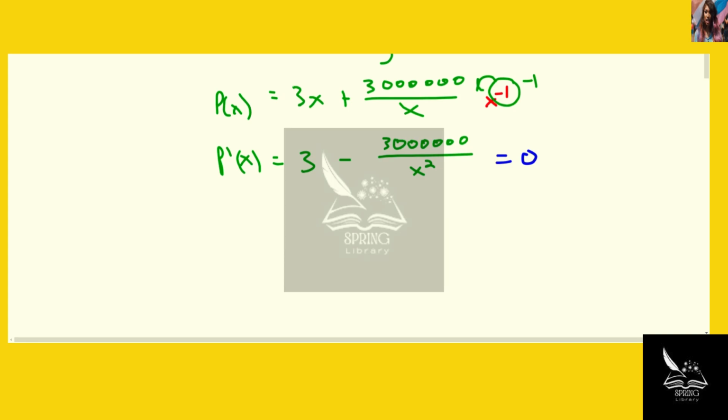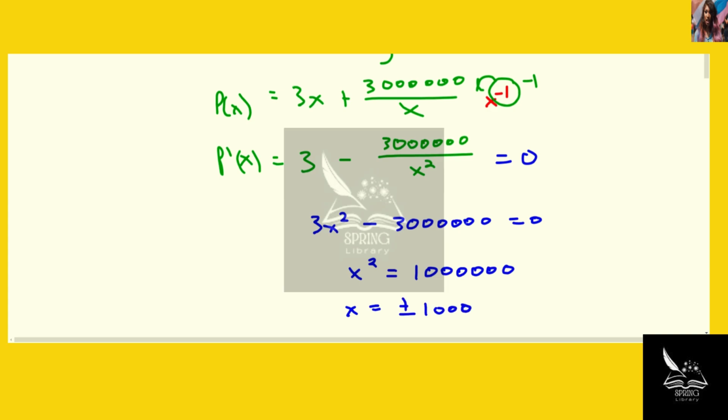So I'll go ahead and multiply everything by x squared. So it would be 3x squared minus 3 million is equal to 0. Then we can add 3 million over and divide by 3. So that gives us x squared is equal to 1 million. Yep, that's the correct number of zeros. And then we can take the square root on each side. That gives us x is equal to plus or minus 1,000. But in this case, it wouldn't make sense to talk about a negative side length, so we just throw that out and we have the positive one.